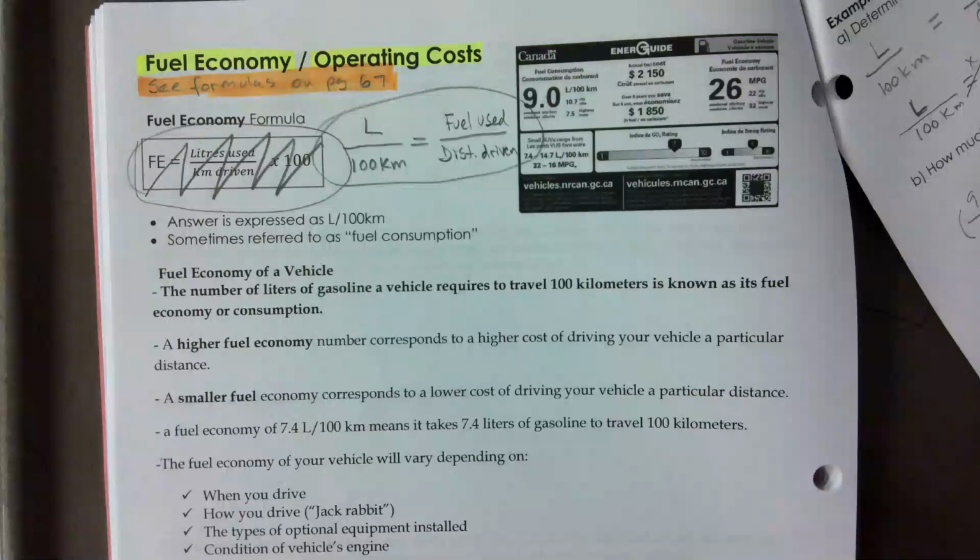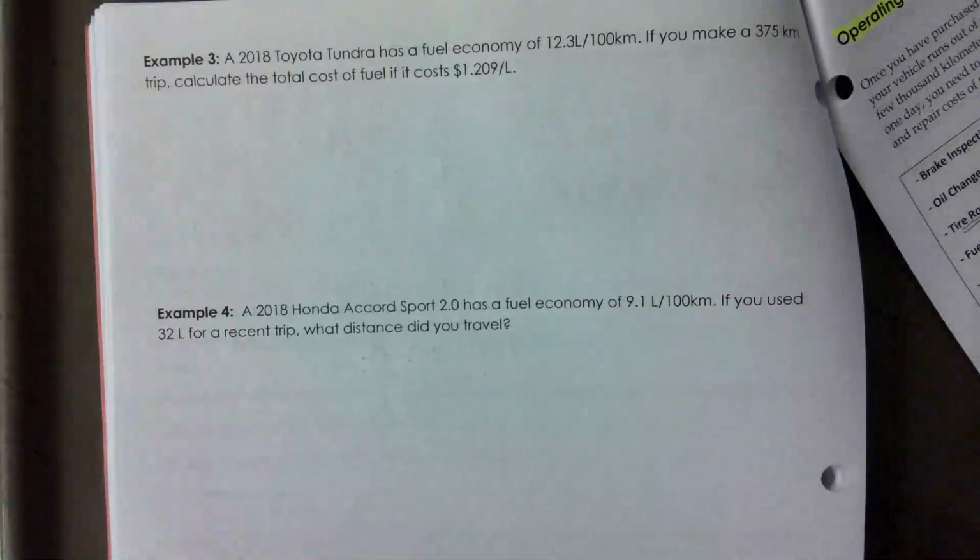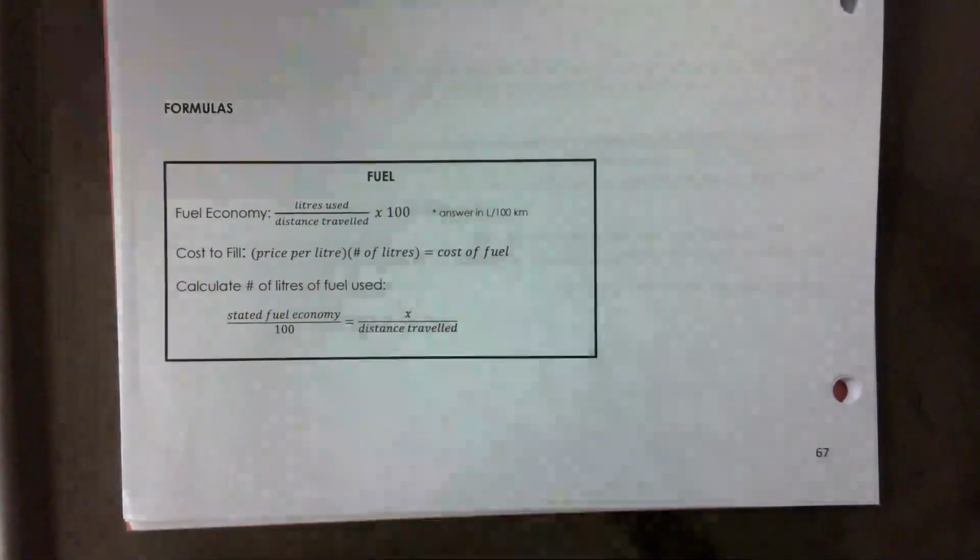The reason why I'm going to do this is because of all the stuff I've seen over the years where students make a mistake here or there. So these formulas are hopefully going to eliminate most of those. So when we go to 67, at the bottom you do have formulas. You do have formulas at the bottom of 67.